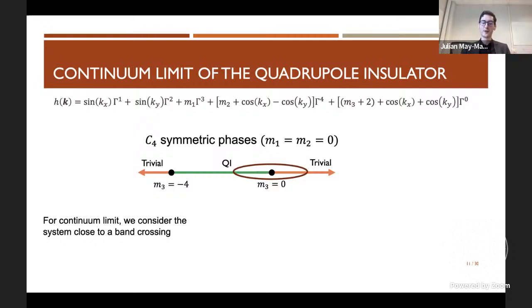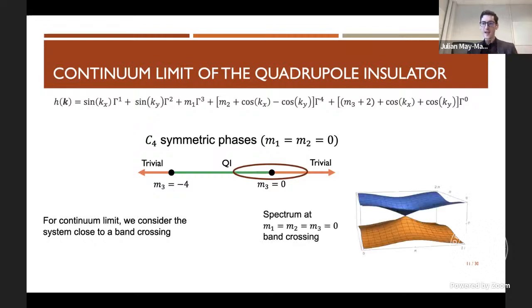So we're going to choose to look very close to this M3 is equal to 0 point. We could alternatively look at the M3 is equal to -4 point as well if we wanted to, and the results would be the same there as well. But for brevity, I'm going to only focus on this M3 is equal to 0 band crossing. If we look at the spectrum around this point, we find that we can identify 2 degenerate Dirac cones here at the pi point of the Brillouin zone.